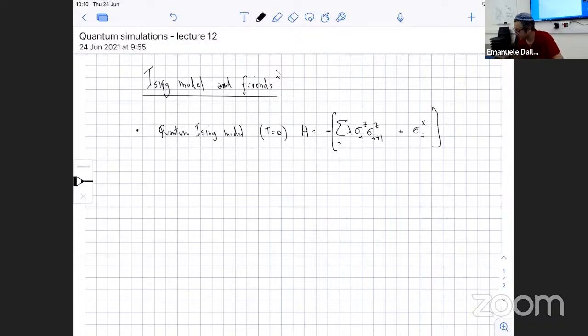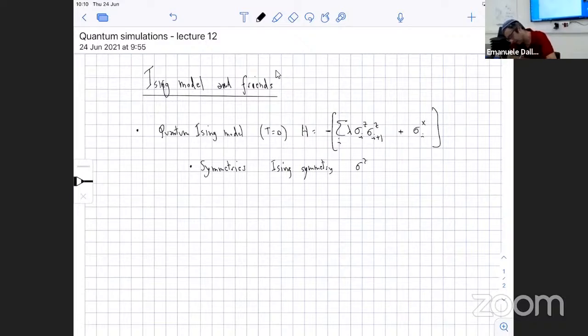So that's what we have. The key point is that there is a quantum phase transition, which we are going to describe in a moment, between a phase that breaks the symmetry and a phase that doesn't. Before we speak about symmetry breaking, maybe let's speak about the symmetries of the problem. This problem has, for instance, an Ising symmetry. So what is the Ising symmetry?